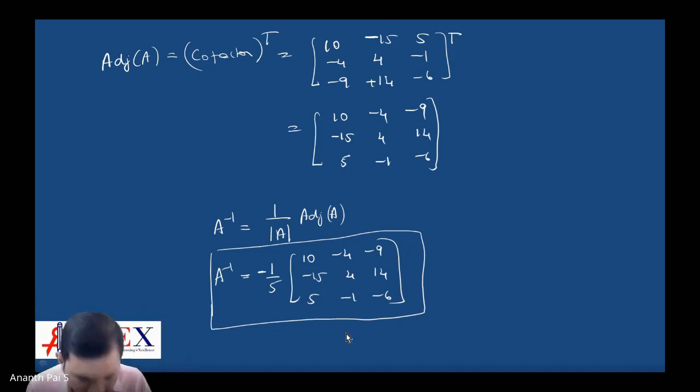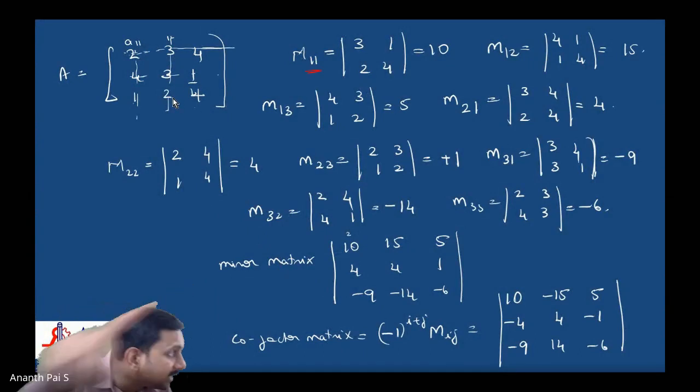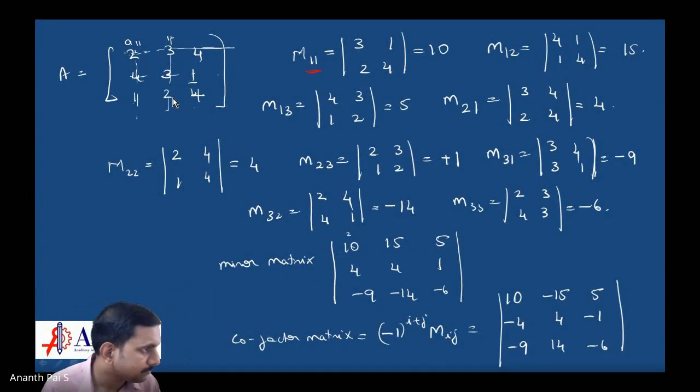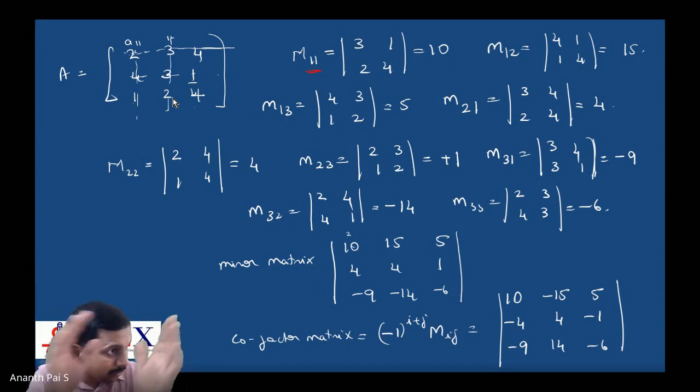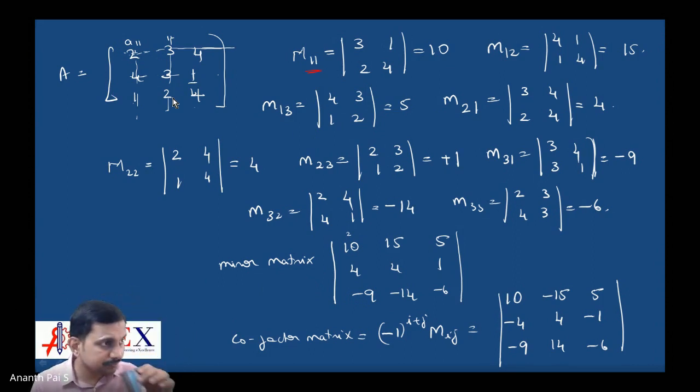How to check it out? You multiply A inverse with A. You should get the identity matrix. A inverse into A should come as the identity matrix. This is very, very important. Spend some time on this.